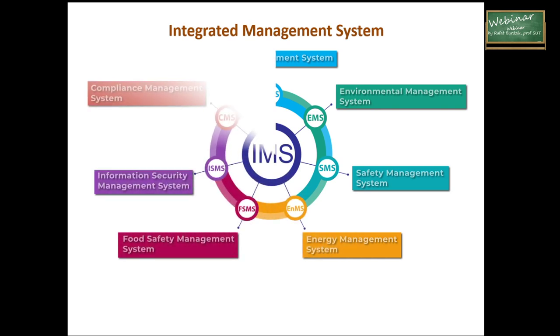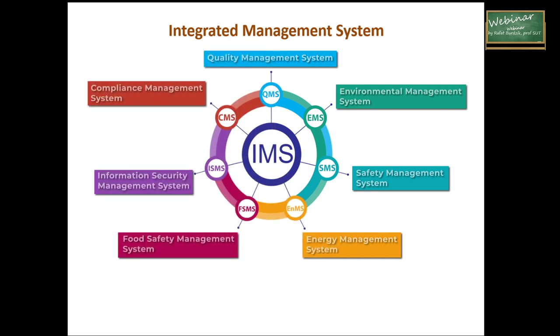So we can say that an advanced integrated management system can consist of such elements, but it is not the standard, it is just good practice. So: quality management system, environmental management system, safety management system, energy management system, which right now is probably one of the freshest topics. We have the food safety management system. We have the information security management system, also very important right now. And we have the compliance management system, all together.